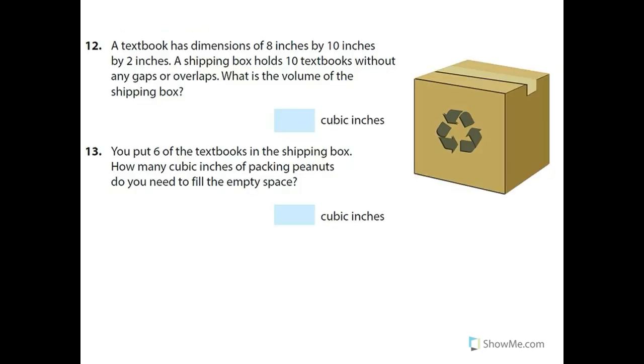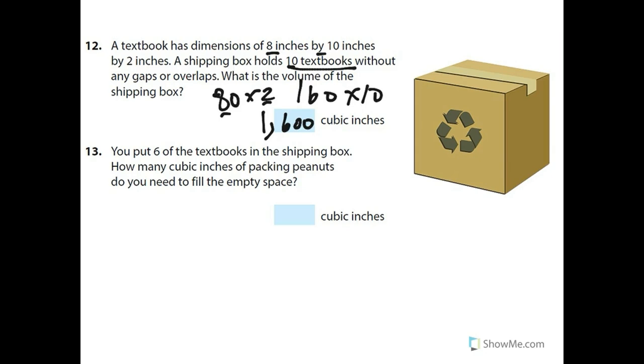Alrighty, number 12. I want you to go ahead and read and solve number 12 on your own, and then we'll go over it. Alright, so 8 times 10 is 80. See, 8 times 10 is 80. Textbook has the dimensions of 8 inches by 10 inches by 2 inches. So 80 by 2 is going to be 160. Well, a shipping box holds 10 textbooks, so we're going to multiply that by 10. So that's going to be 1,600 cubic inches. Yeah, it wasn't as hard as it looked. We're just using powers of 10 there.